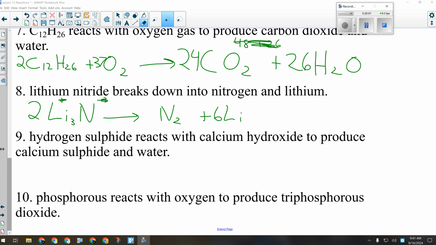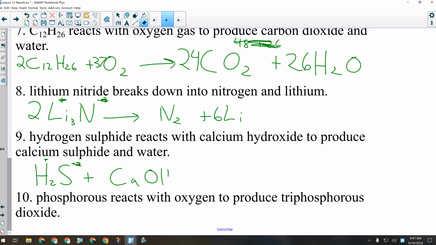All right, so hydrogen sulfide, ionic or molecular? Ionic, hydrogen's first, right? So H with S, this is a -2, that's a +1, H2S. Okay, and it is reacting with calcium hydroxide, Ca with OH, that's a -1, that's a +2, so like that. Okay, and that is going to form calcium sulfide, CaS, and water, HOH.